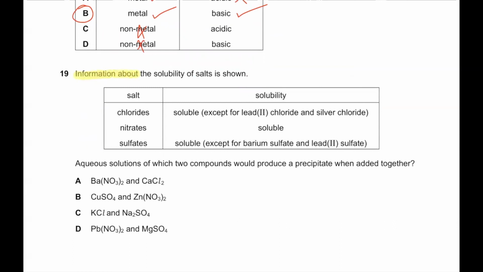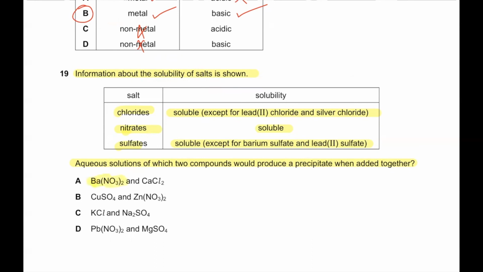Question number 19. Information about the solubility of salts is shown. Chlorides are soluble except lead(II) chloride and silver chloride, nitrates are soluble, sulfates are soluble except barium sulfate and lead(II) sulfate. Aqueous solutions of which two compounds would produce a precipitate when added together? Guys, for some this can be a very tricky question. However, I would definitely ask you not to fear.